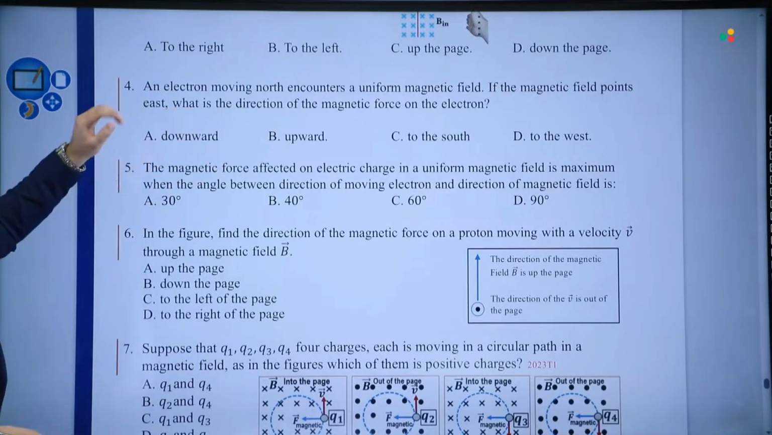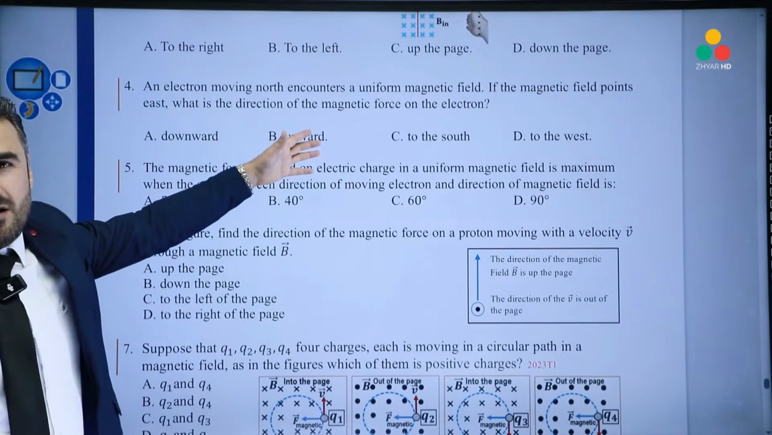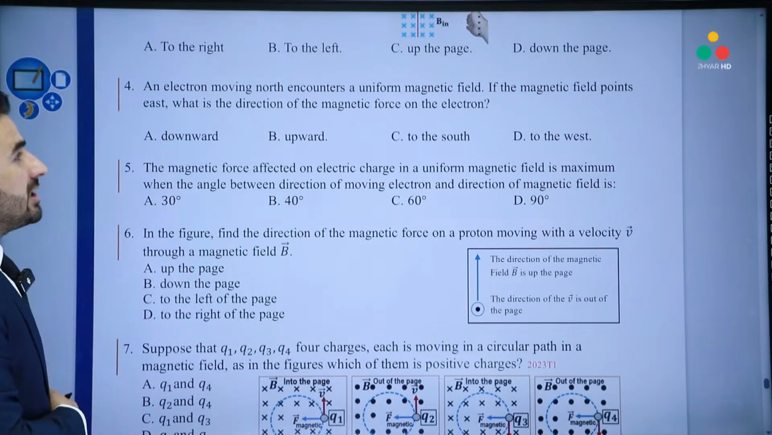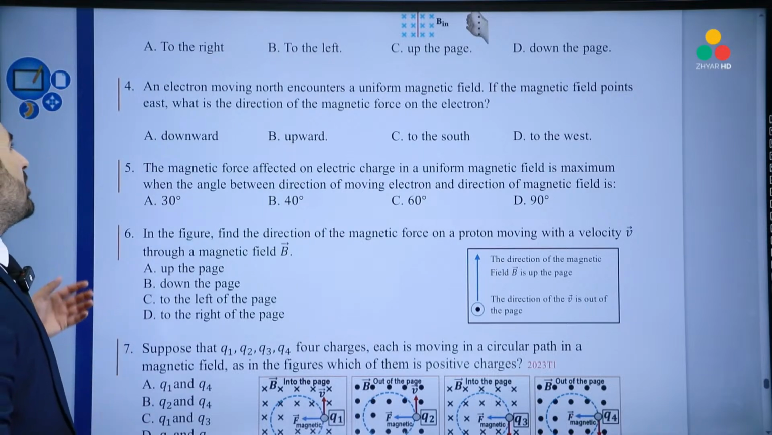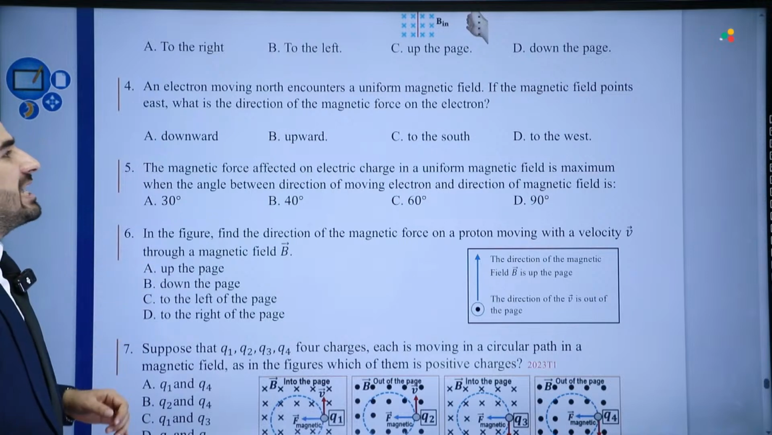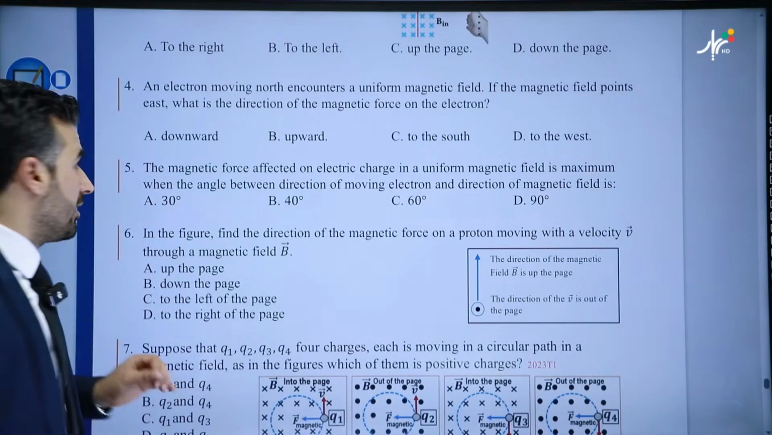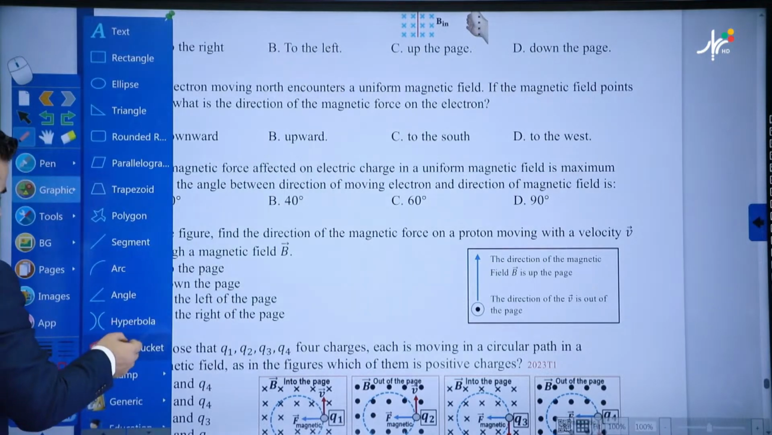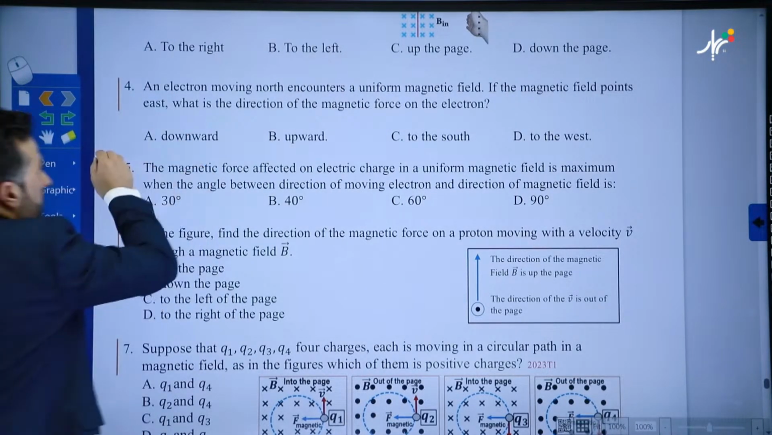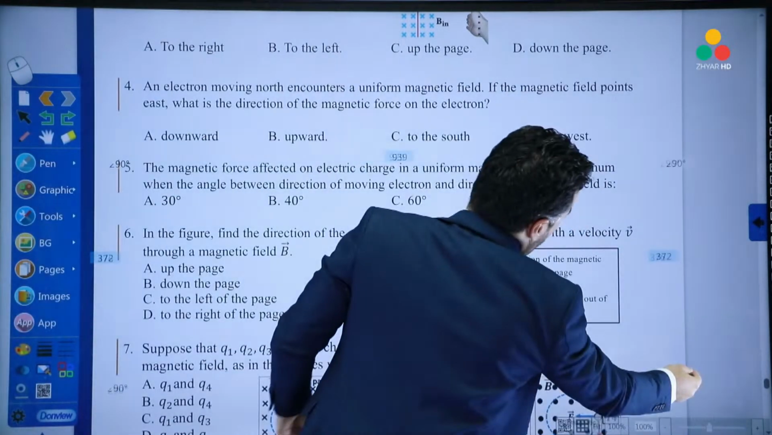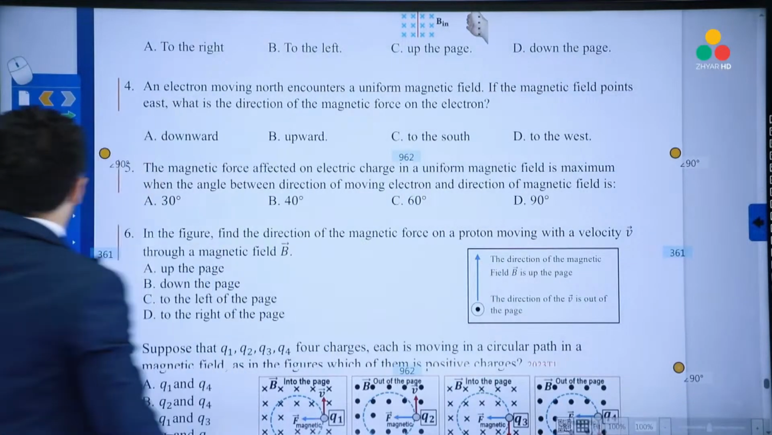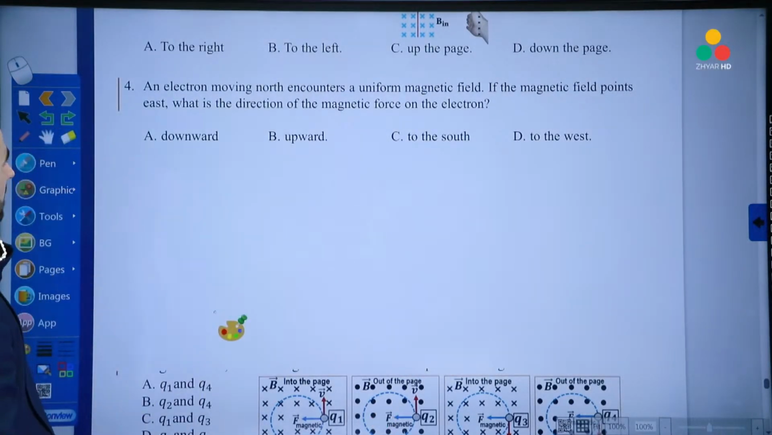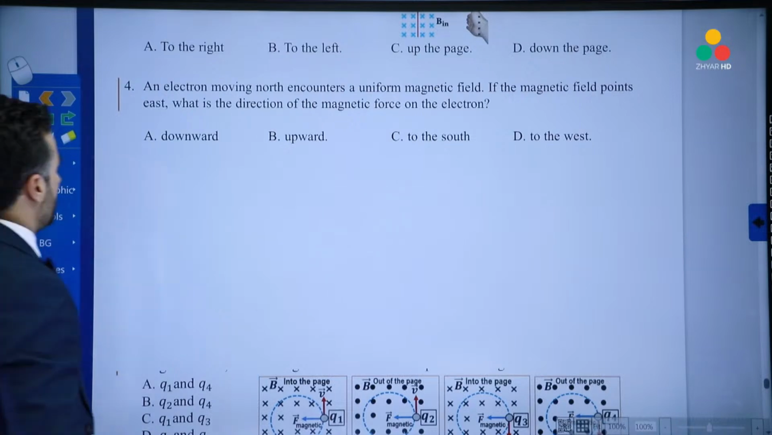Okay, now what about this one here? Because this one we're basically using east-west and stuff, so let's do this one as well. It says an electron moving north encounters a uniform magnetic field. If the magnetic field points east, what is the direction of the magnetic force on an electron, guys? Don't forget, we have an electron. So let's bring this one back here. What do we have? We have basically an electron, and we're trying to find the direction of the magnetic force on an electron here.